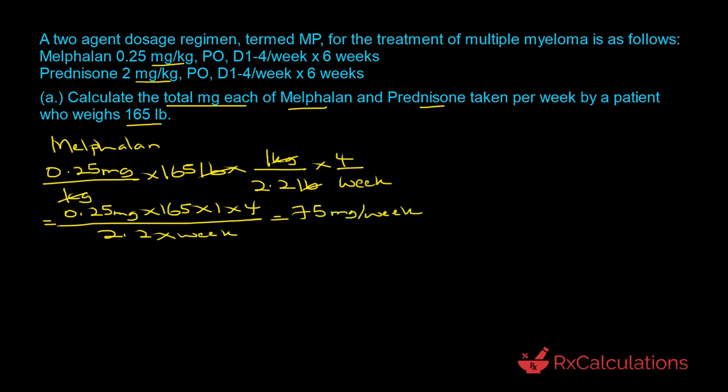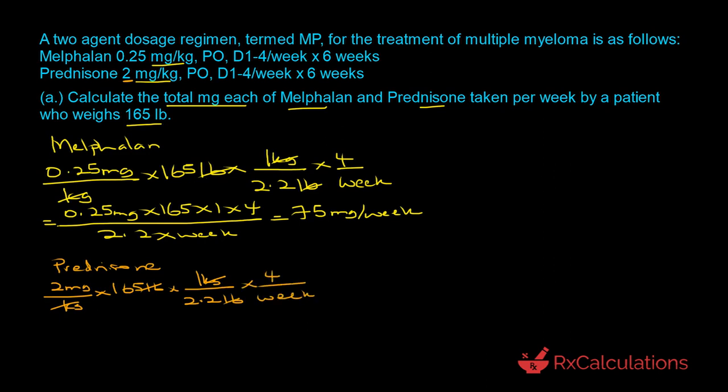We can do a similar thing for the prednisone. So let's just go ahead and do that. So prednisone, the normalized dose here is 2 milligrams per kg. So we have 2 milligrams per kilogram times the patient's weight, which is 165 pounds, times the conversion factor, 2.2 pounds being equal to 1 kilogram. The kilograms cancel out, the pounds cancel out. You also have this 4 times in a week.